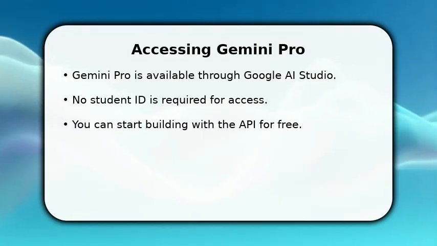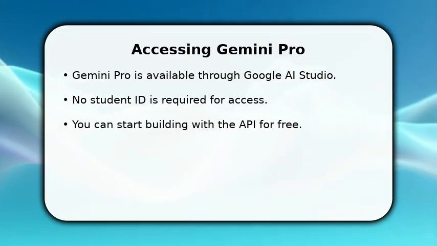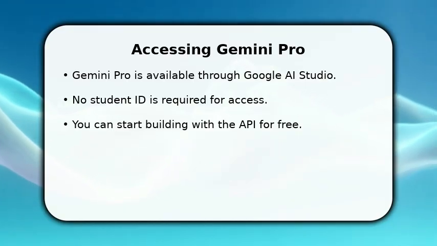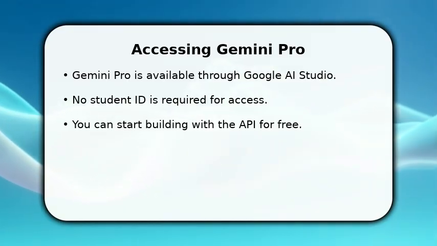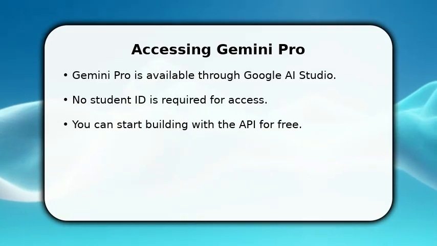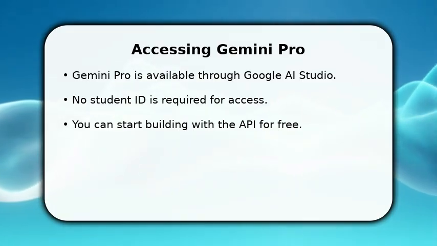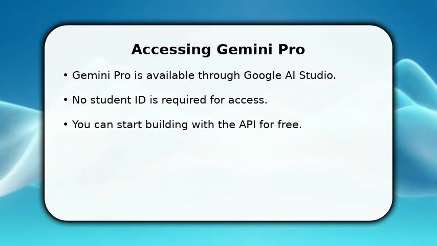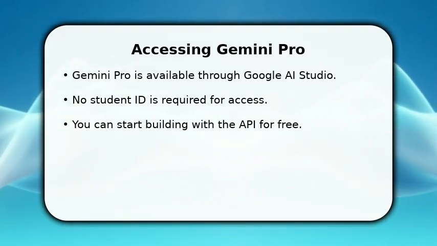In this video, I will explain how to get Gemini Pro. You can easily access Gemini Pro through Google AI Studio, which is a web-based tool designed for developers. The great news is that there's no student ID or special affiliation needed to get started. Anyone can sign up and begin experimenting with the powerful capabilities of Gemini Pro. It's a straightforward process to integrate this advanced model into your projects.